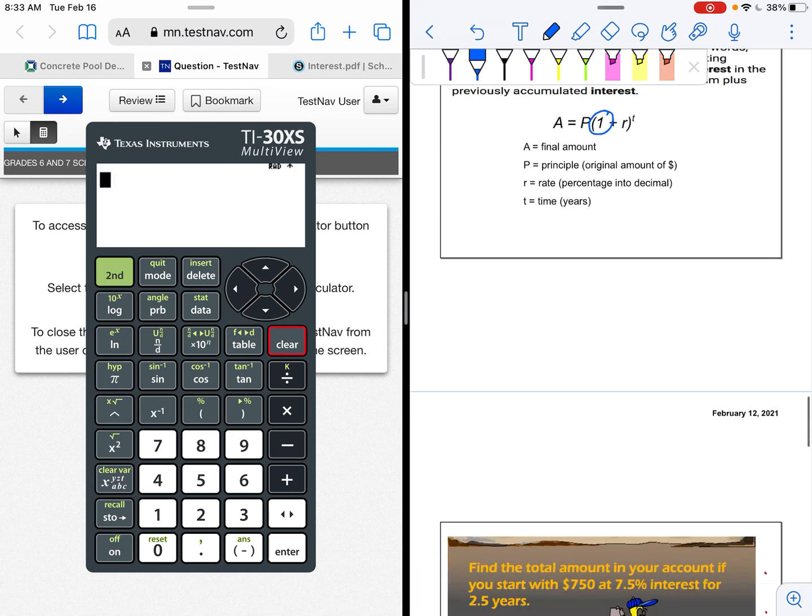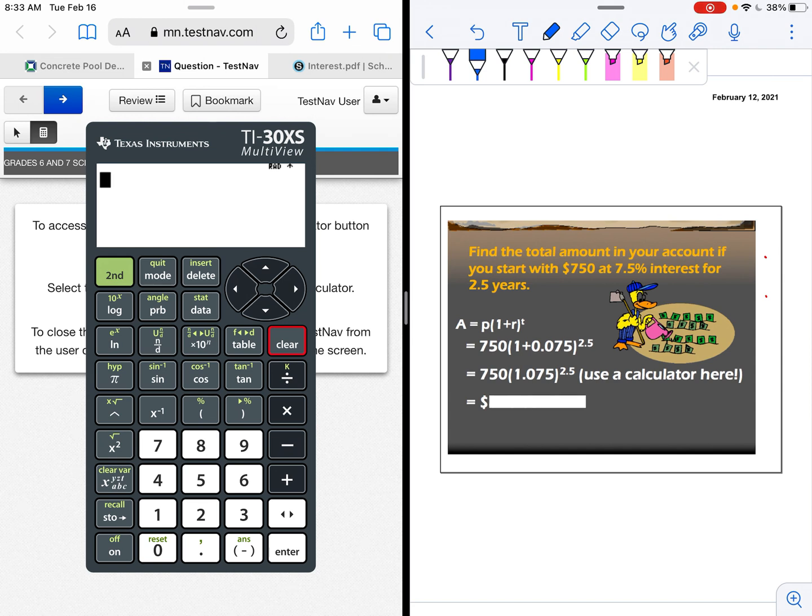So let's just go through and do one. Find the amount in your account if you start with $750 at 7.5% for 2.5 years. So you can see I filled it out. Here's the 750, that's your principal. Here's my rate. I changed that 7.5 to a decimal, and then I'm going to add the 1 to it. And here's my years. So let's just put this in the calculator.